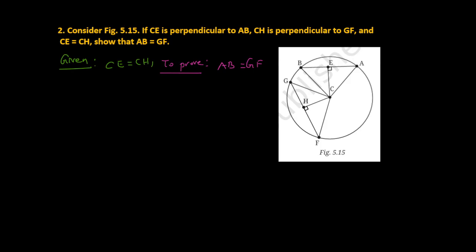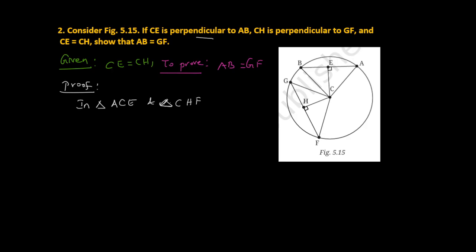Here they didn't mention anything, so using concurrency itself, we can prove that. For the proof, we will take two triangles: triangle ACE and triangle CHF. For these two triangles, what is given?